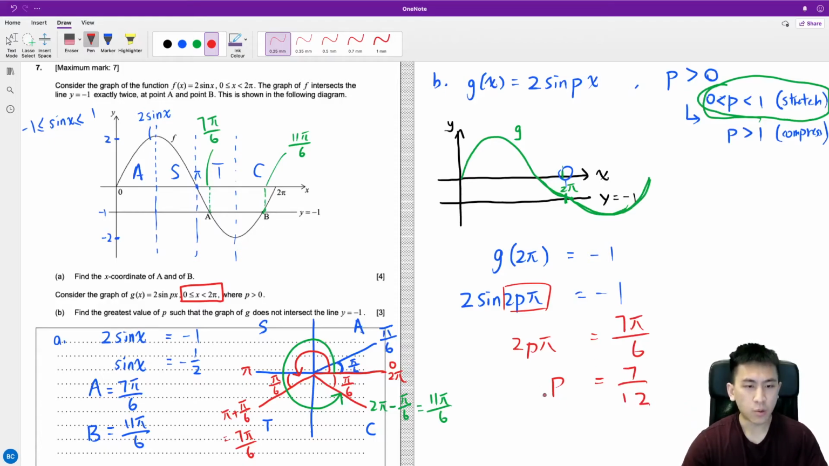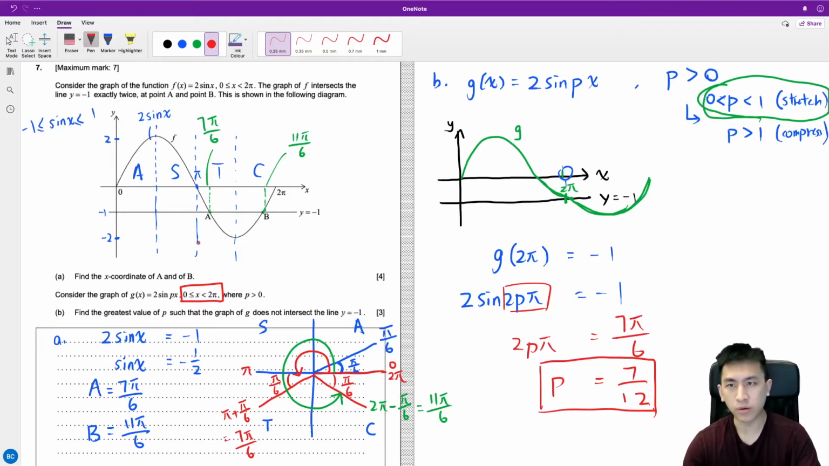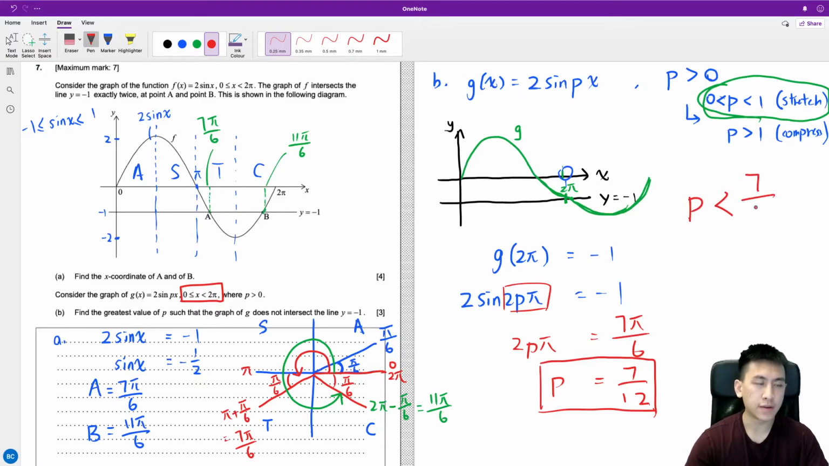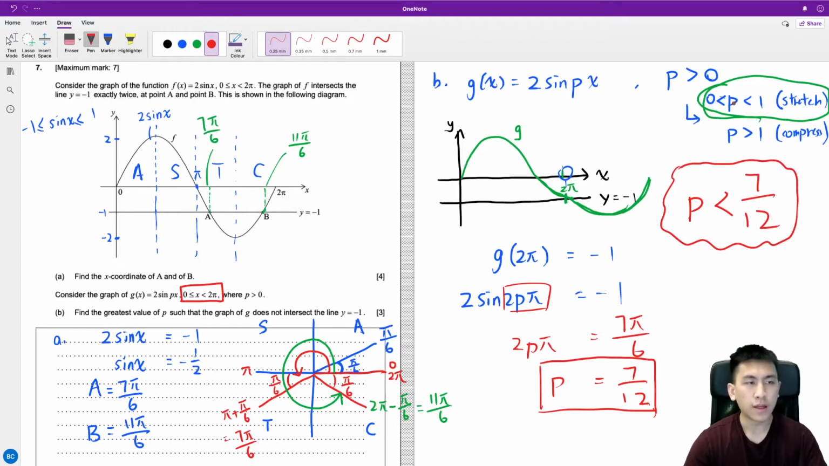That means with the scale factor of p equals 7 over 12, the graph would stretch just enough so that it hits exactly -1 at 2π. Therefore, actually p is still not okay, because we want it to not intersect, right? Therefore, the answer is p has to be smaller than 7 over 12. Because only when p is smaller than 7 over 12 is the stretch big enough so that it won't hit before 2π.